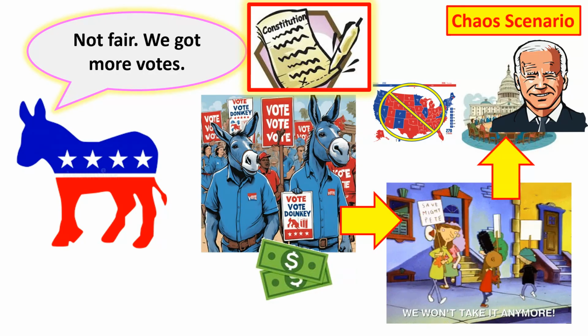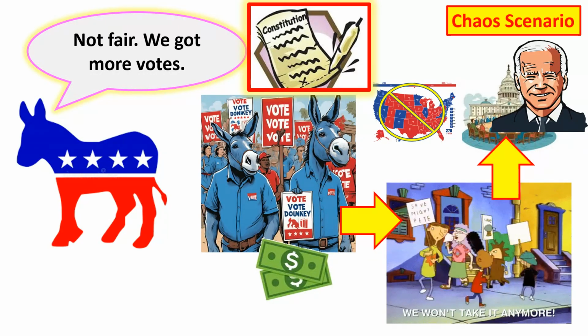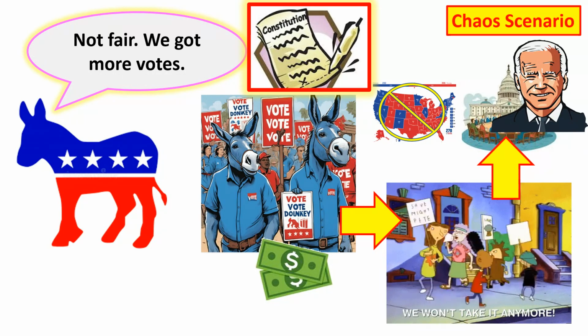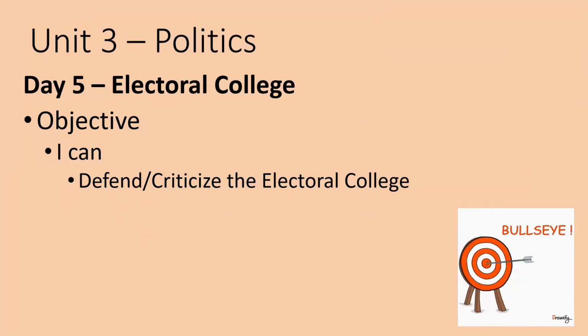That's your chaos scenario. Hopefully we don't get to that. Hopefully these things never happen. But there you have it. That's how you win the popular vote and lose the Electoral College. Those are some of the defenses and criticisms of the Electoral College and the popular vote.